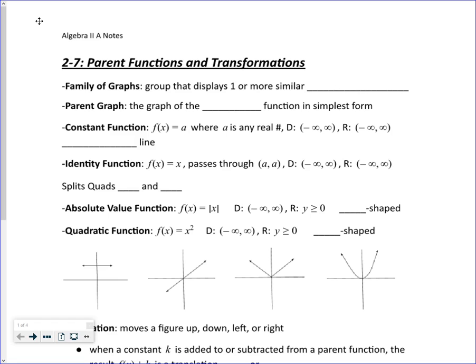So a parent function is like the original, and we're going to move it and change it and morph it, okay? So we're going to have a parent function that's the original graph that we're going to memorize, all right? And then we're going to move it up, left, right, down, flip it, all sorts of stuff, okay? So let's just start by filling in the blanks. A family of graphs is a group that displays one or more similar characteristics.